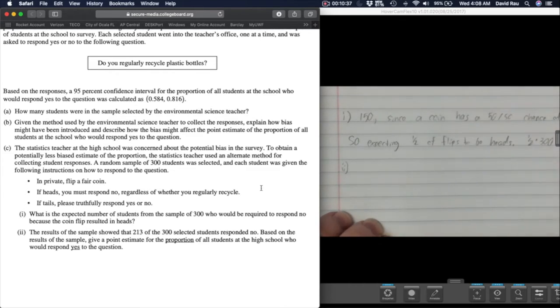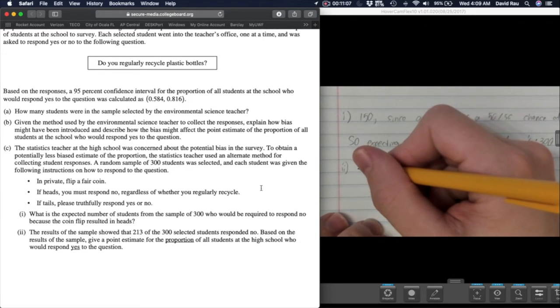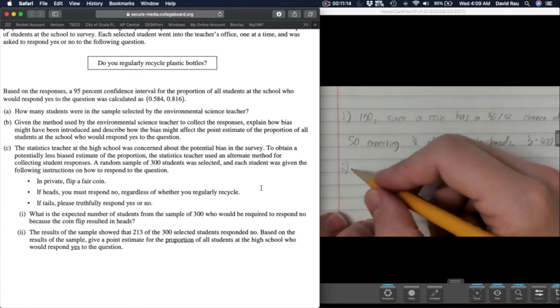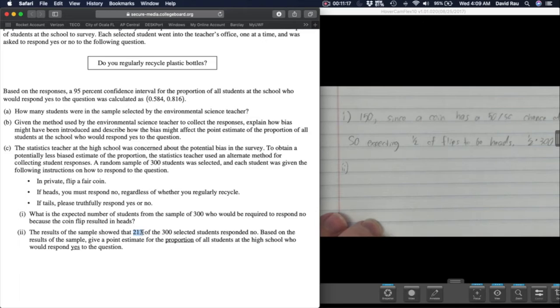Part 2. All right, the results of the sample this time showed that 213 of the selected responded no. Based on the result of the sample, give a point estimate of the proportion of all students who would respond yes to the question. Okay, now this time, this question I'm pretty sure is really, really funky. I'm going to quickly write something down and then go to the scoring guideline. The idea is, based on the results, give a point estimate for the proportion of all students who would respond yes. Now the thing is, it is definitely not just this subtracted from 300, and that is because some of these were forced answers. They were never given a chance to respond.